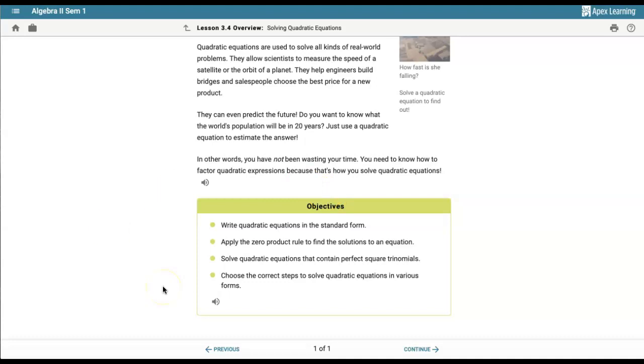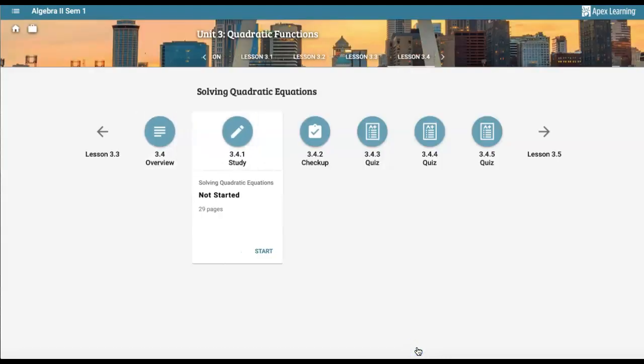But for this lesson here, we're going to figure out how to solve quadratic equations, and we're going to write them in the standard form. We're going to apply the zero product rule, and we're going to then move on to solving quadratics that contain perfect square trinomials, and then choose the correct steps for various forms. So if they're kind of mixed up and we don't know necessarily which one.